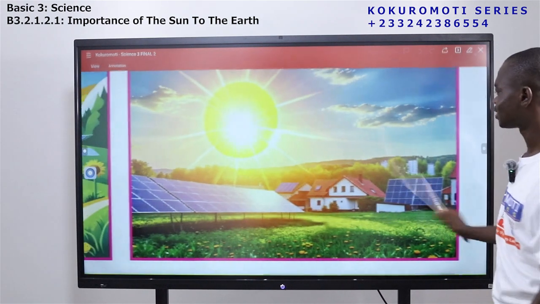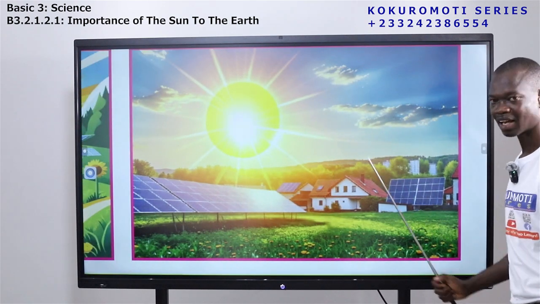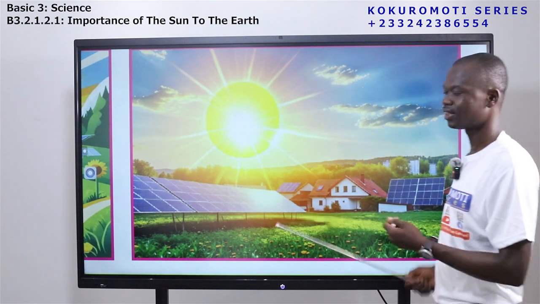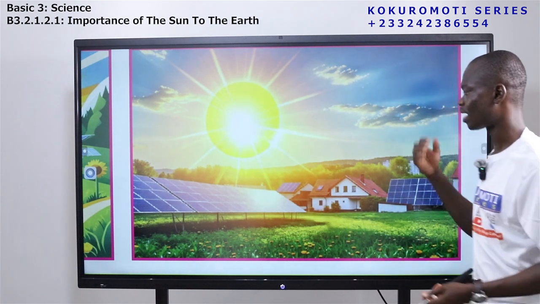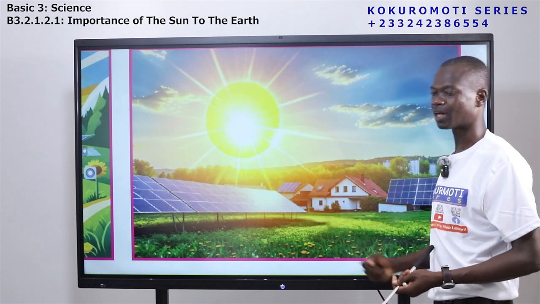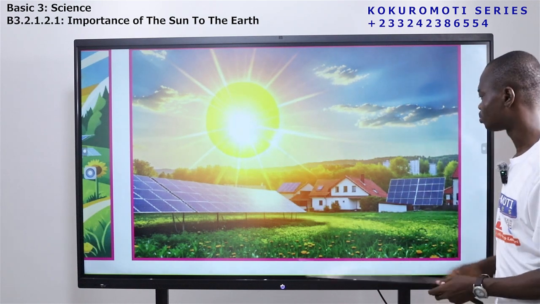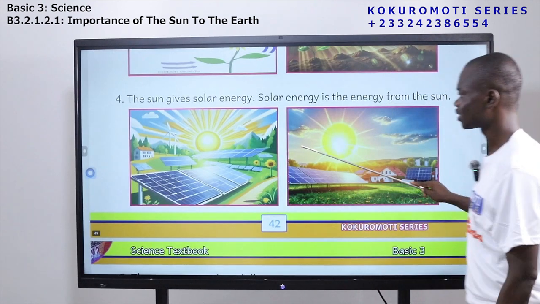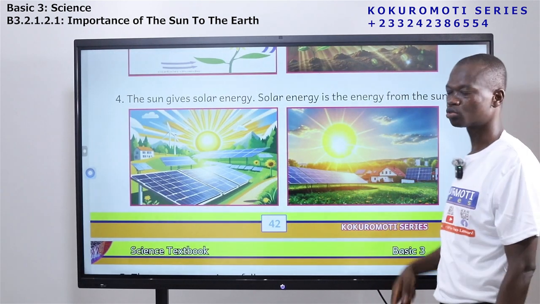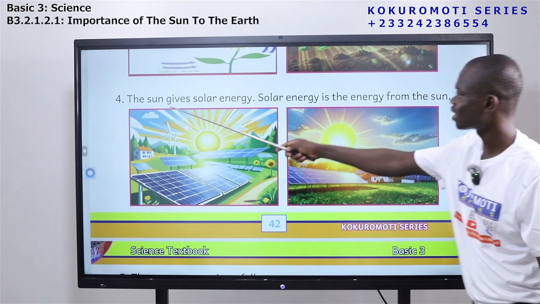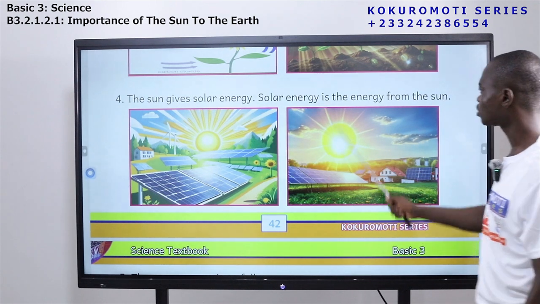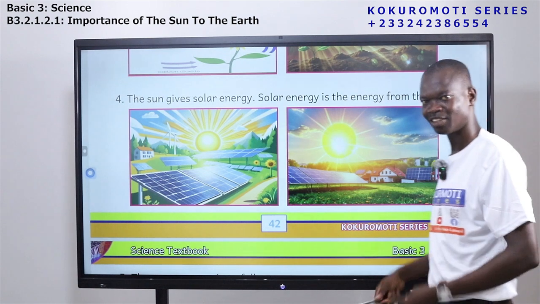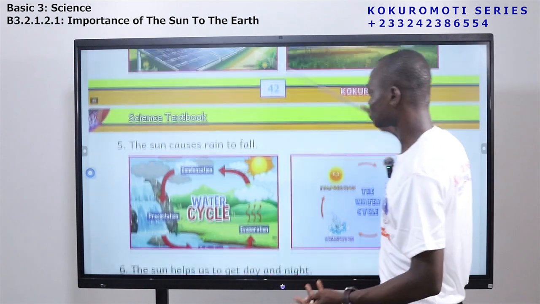If you come to this side, the same thing. In Ghana, some places they have these panels where the sun heats them up, and then as they get heated, they become what? Energized, and they are used to what? Produce light. They get energy and they use that energy to produce light. That energy can be used to do other things. So the sun gives solar energy. Solar energy is the energy from the sun. So what is solar energy? We are saying that energy from the sun is called solar energy.